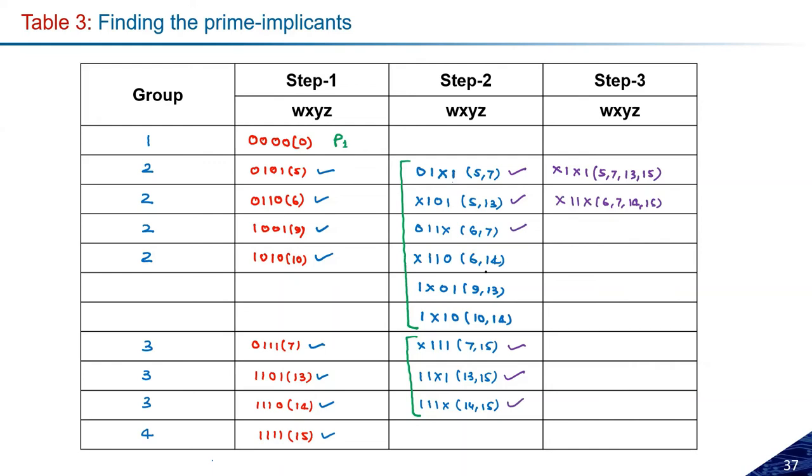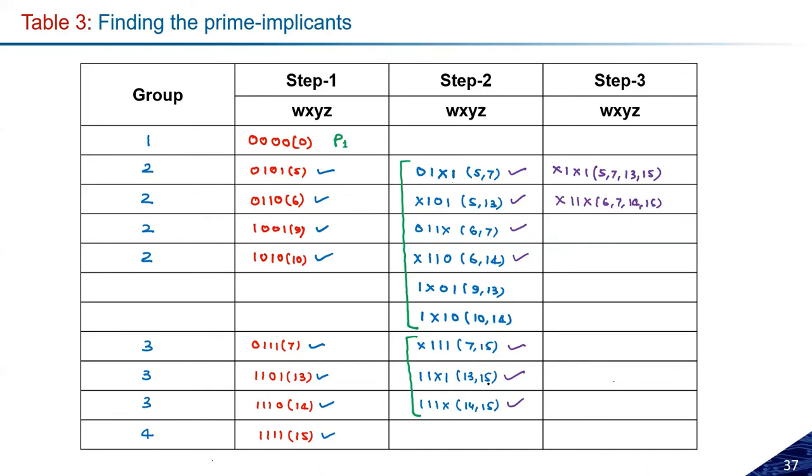Now let us try to make the pair with this one. 6, 14 with 7, 15 is possible? Already exists. So 6, 14 will be considered here. 6, 14 with 13, 15 is possible?